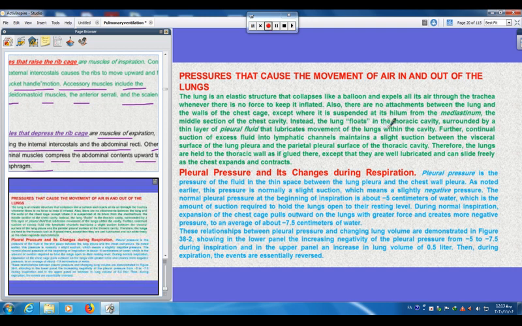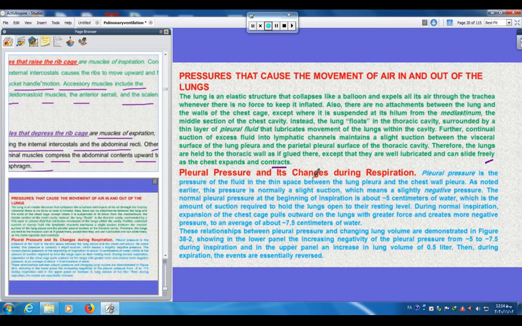Instead, the lungs float in the thoracic cavity, surrounded by a layer of pleural fluid that lubricates the movement of the lungs within the cavity. Continual suction of the excess fluid into the lymphatic channels maintains a slight suction between the visceral pleura surface of the lungs and the parietal pleura surface of the thoracic cavity. Therefore, the lungs are held to the thoracic wall as if glued there, except that they are well lubricated and can slide freely as the chest expands and contracts.